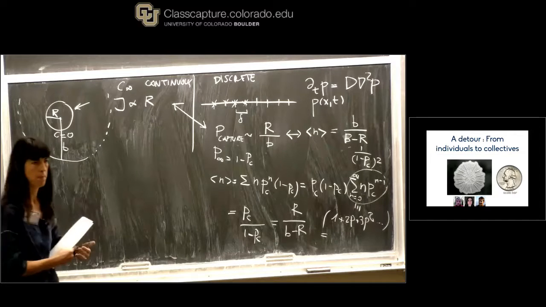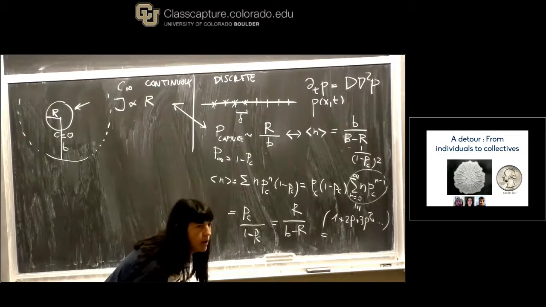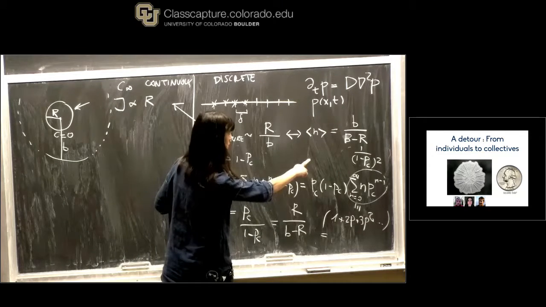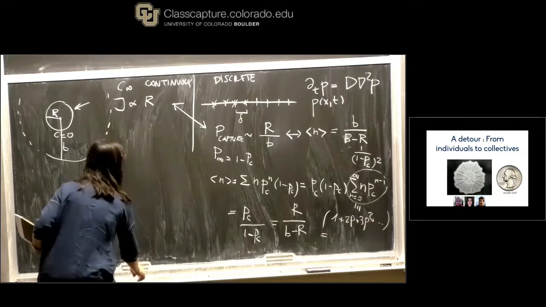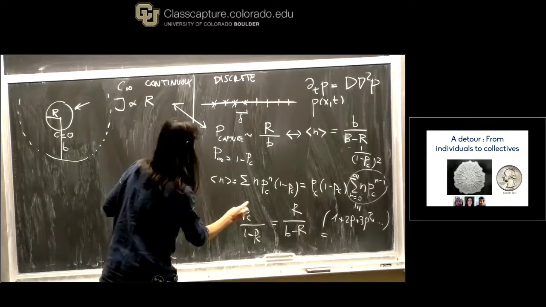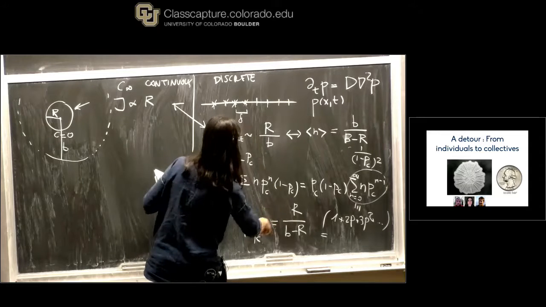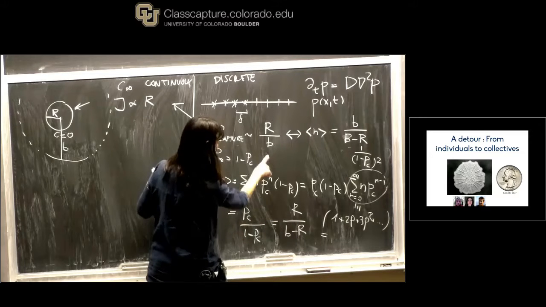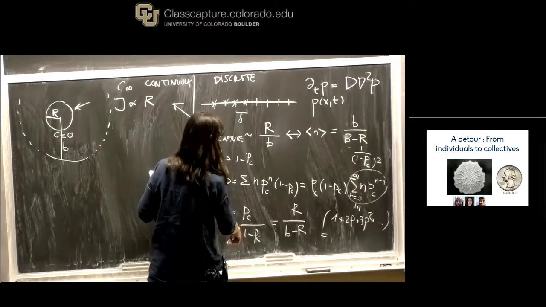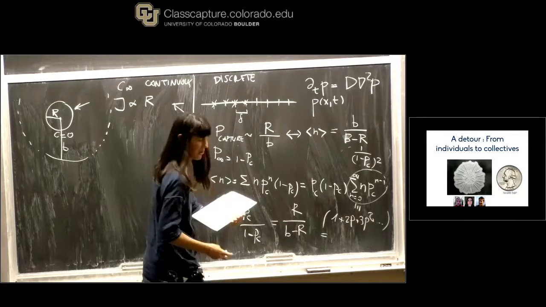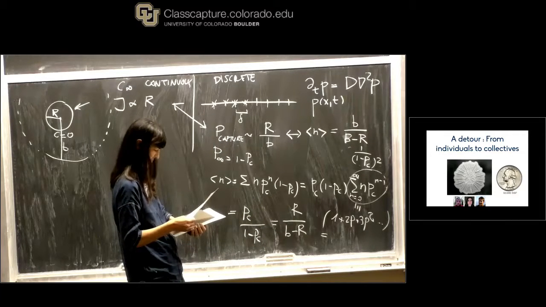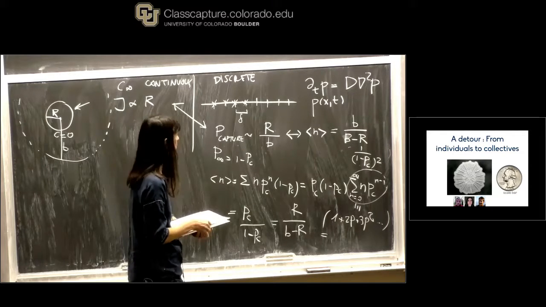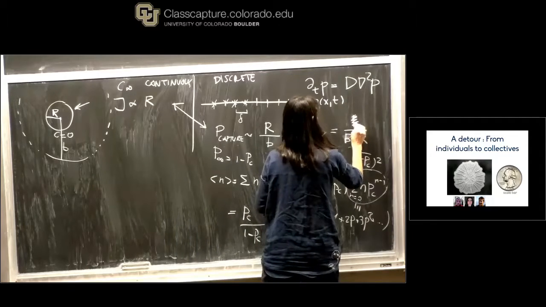Yes? You said the average of n is B over B minus R, but there is R over. Oh, sorry. I think this is the right one, because the calculation says that it's this, right? P_C is R over B. This is definitely right because it's smaller than 1, so I bet this is the right one. Let's see my notes. Yes. Thank you.